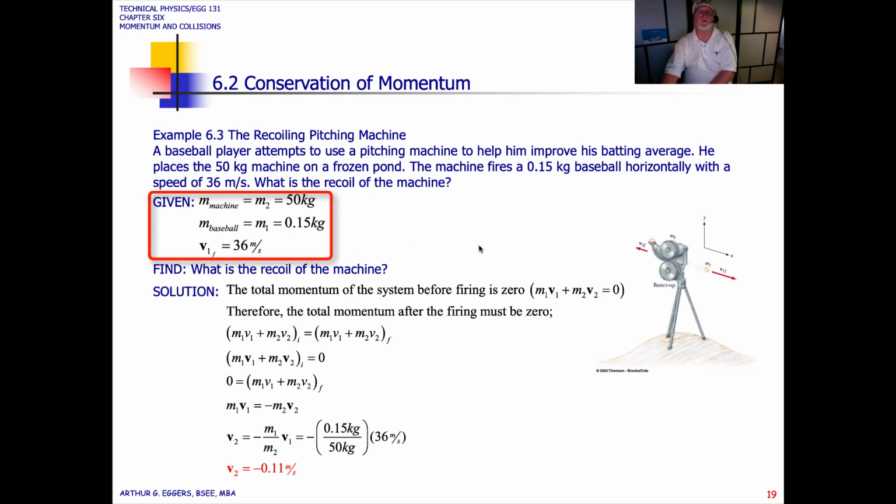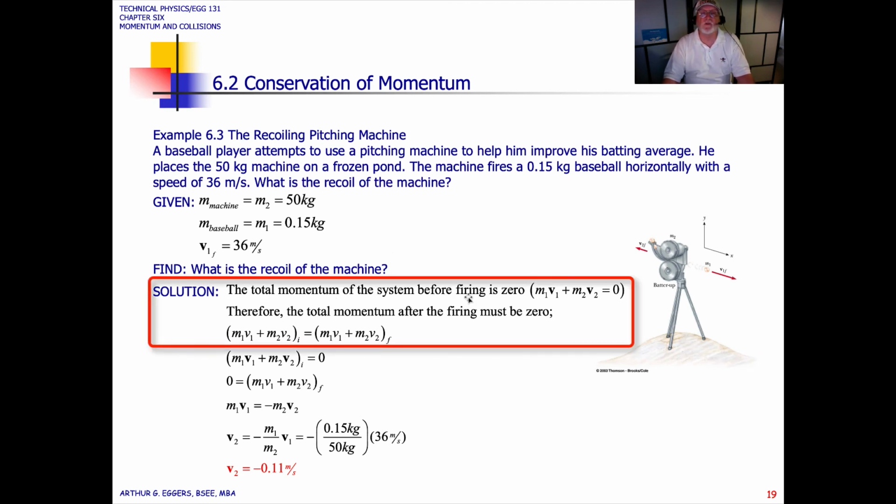So let's see if we can solve for the recoil of the machine based on those mass values and that one velocity. The total momentum of the system before firing is 0. Remember, I told you, look at these problems and try to determine where the zeros are, where you can positively say we started at rest, we have no velocity, maybe there's no mass, whatever the zero is. In this case, we've got zeros because of no velocity. Therefore, the total momentum after the firing must be 0.